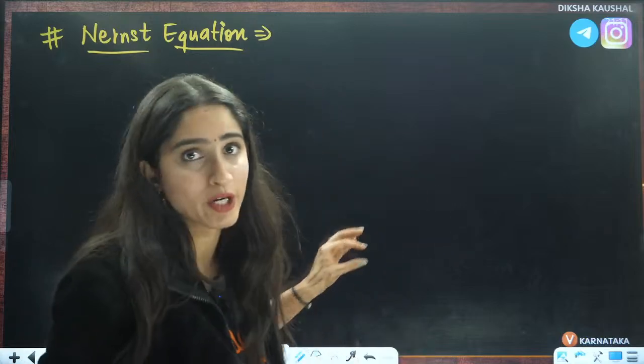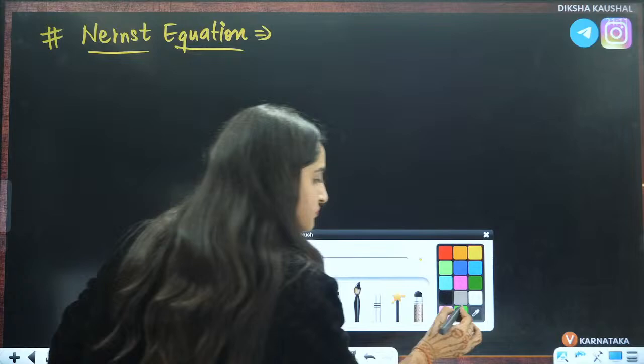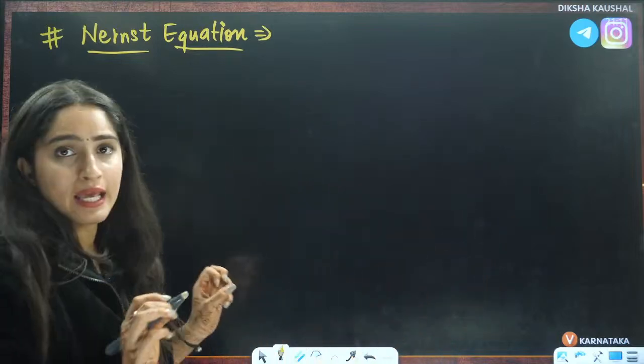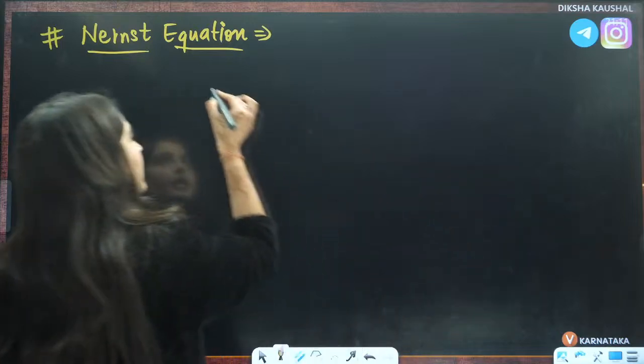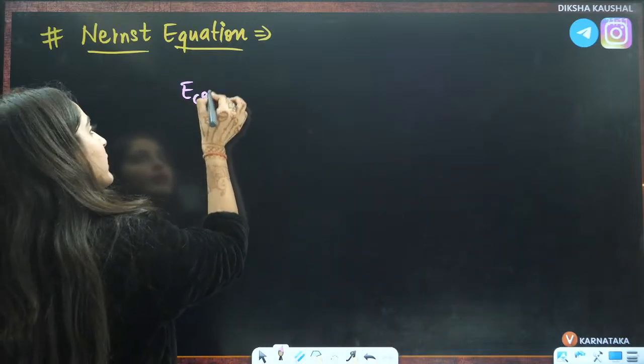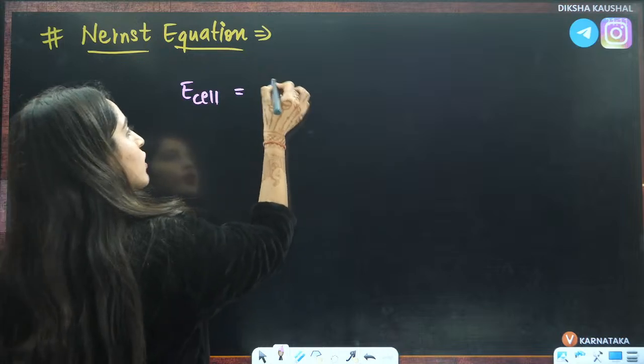This is that important to you, right? So here, what basically is the Nernst equation? Let us see that firstly. I'm going to write the equation here. Here you calculate the E cell in the form of E naught cell.